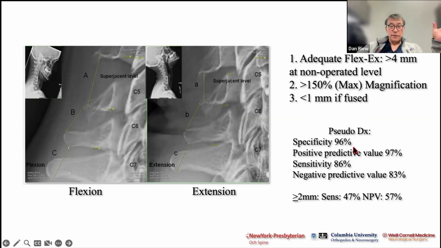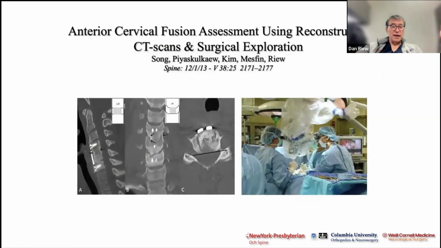Now, that's not perfect because the specificity in our study was 96%. The positive predictive value was 97%. Sensitivity was only 86%, and the negative predictive value was only 83%. Now, if you use greater than 2 millimeters of interspinous process motion, which a lot of studies have used up to now, the sensitivity drops down to 47%, negative predictive value drops down to 57%. So you can't use less than or equal to 2 millimeters, otherwise you're going to get very inaccurate criteria.